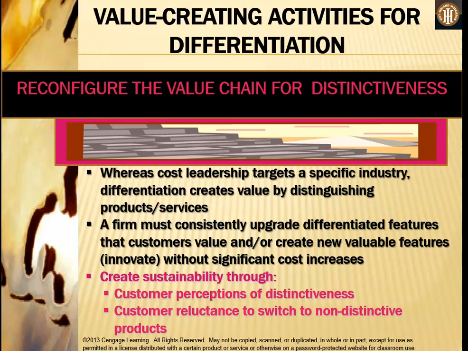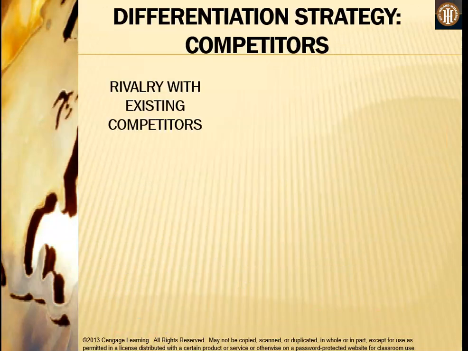If they would like to reconfigure the value chain even further for distinctiveness, then whereas cost leadership targets a specific industry, differentiation creates value by distinguishing products and services. A firm must consistently upgrade differentiated features that customers value and/or create new valuable features without significant cost increases. This creates sustainability through customer perceptions of distinctiveness and customer reluctance to switch to non-distinctive products as well.